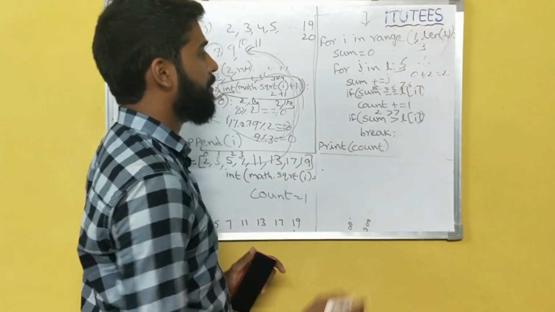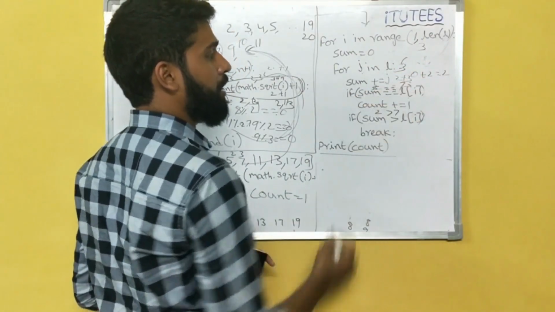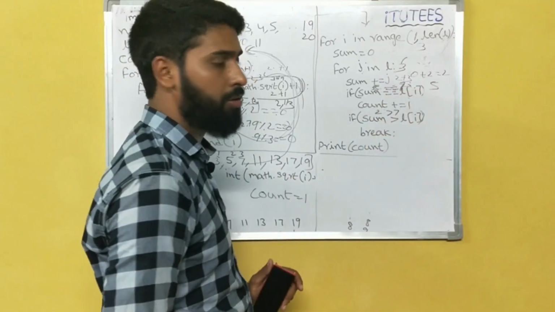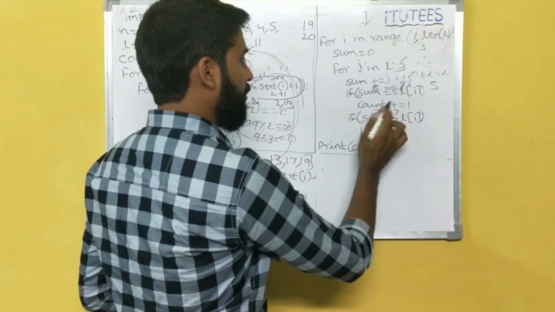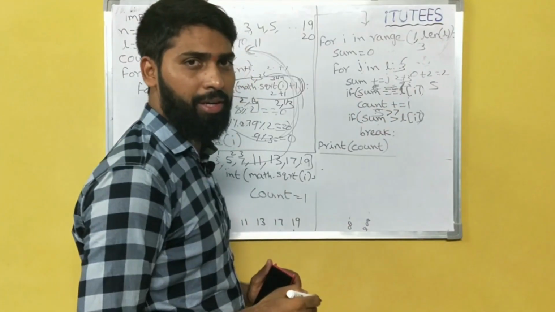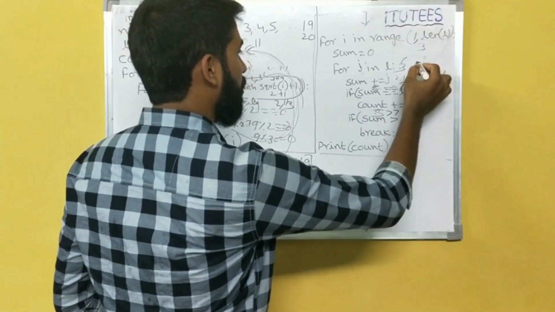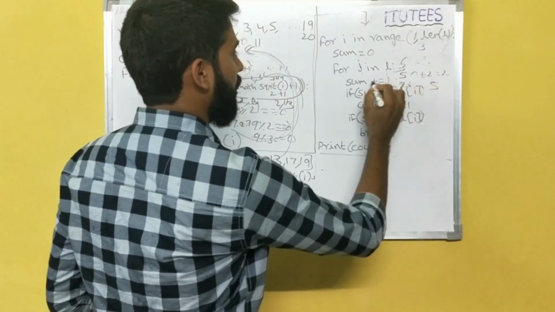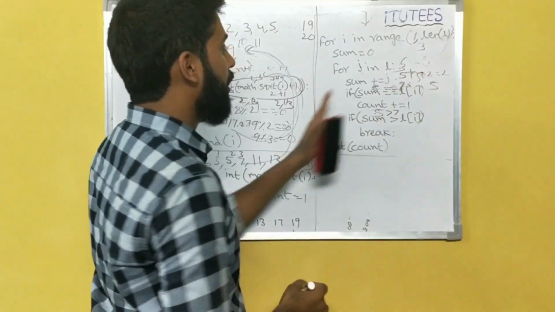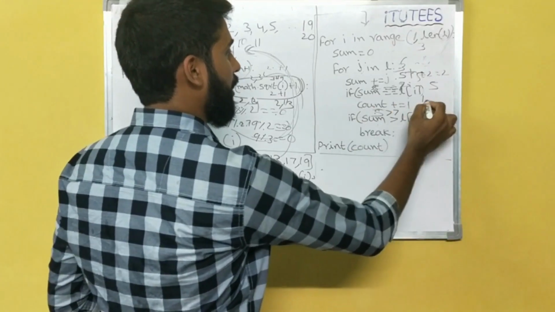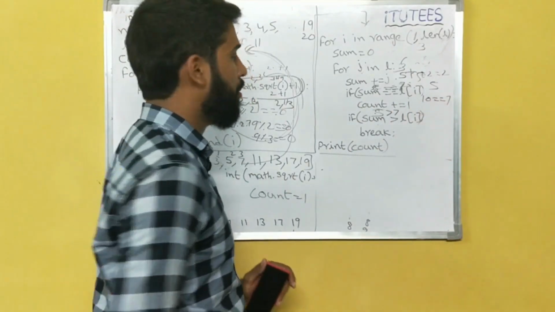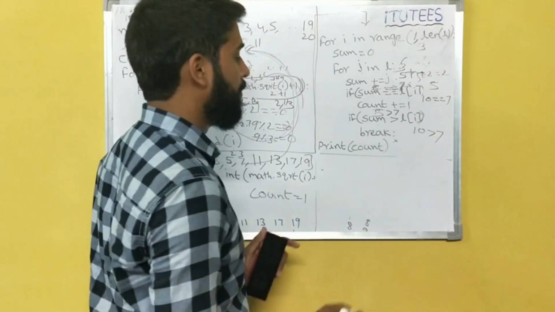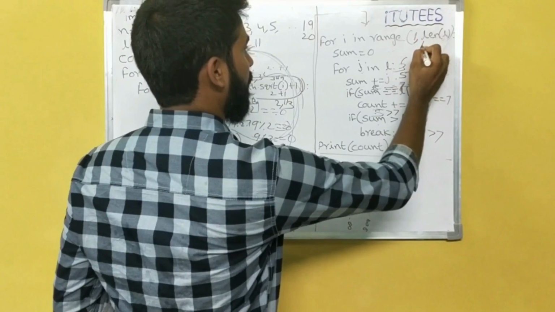J becomes 3. Sum equals 2 plus 3, 5. 5 equals 7? No. So go to next. 5 greater than 7? No. So go to the next instruction. Now j becomes 5. Already previous value of sum is 5. 5 plus 5? 10. 10 equals 7? No. 10 greater than 7? Yes. So break.